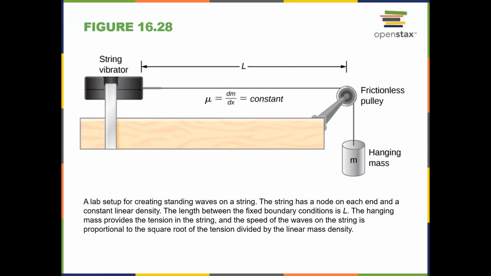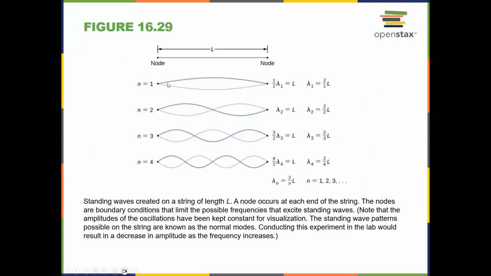How we can do this in the lab is we'll take a string, and we'll take something called a string vibrator, and we'll hang a weight over this. And mu is the mass per length, and we'll make it a constant, right? So the string doesn't get thicker or thinner or anything like that. And then we'll move this up and down. And what we'll end up with is designs that look like this. So when we get in lab the first time, what we'll do is set up these standing waves and try to figure out what's going on.